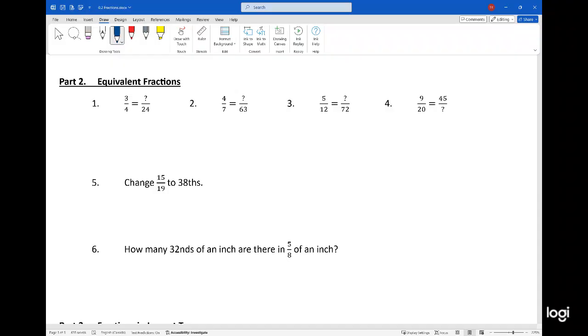Well, what I can do on this is take a look at the bottom and say the bottom goes from 4 to 24. It's 6 times bigger. There's 6 times as many pieces. So to have the same amount of pie, I need 6 times as many pieces as what's there, which is 3. So 6 times 3 equals 18.